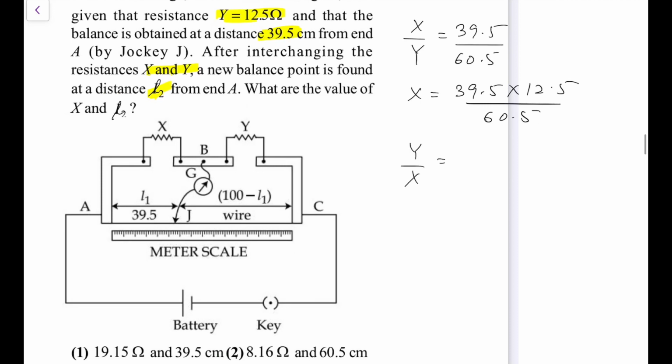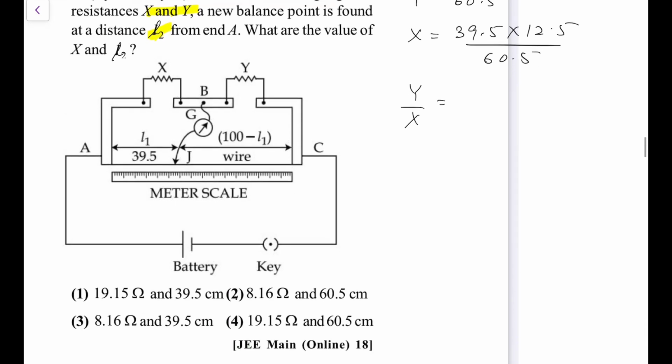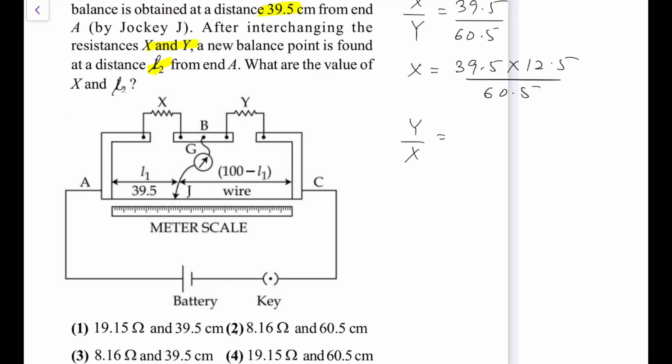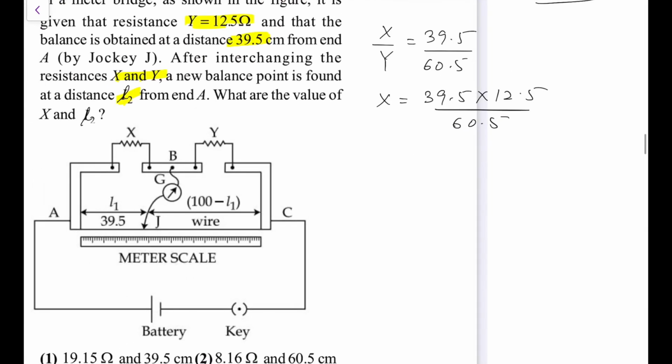So Y upon X, if we do, we can directly calculate the values of X and L2. On interchanging it would be 60.5, so no need to solve it. We are left with 2 options. Now solve for this. We can't escape this. So let the decimal go. This is 25 and this is 1. This is 2, 121. So what we have now, 39.5 into 125 upon 121.